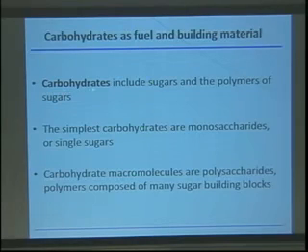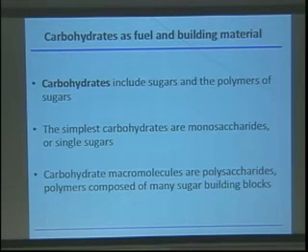Carbohydrates basically include sugars as well as polymers of these sugars. The simplest carbohydrates are called monosaccharides. These are simple sugars, molecules like glucose. You've probably heard of fructose, right? These are simple sugars that form the building blocks for much larger carbohydrate molecules when they get linked together. And carbohydrates that are macromolecules are called polysaccharides. And so again, these are polymers that are composed of different types of sugars.